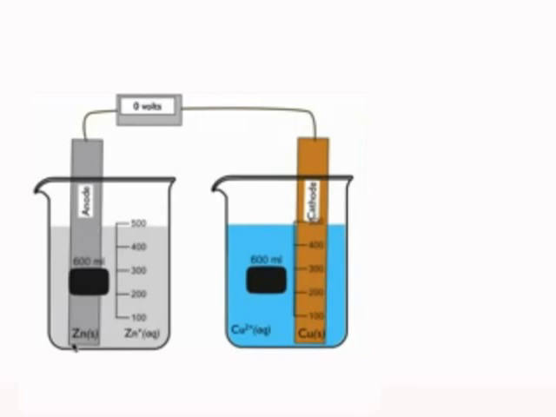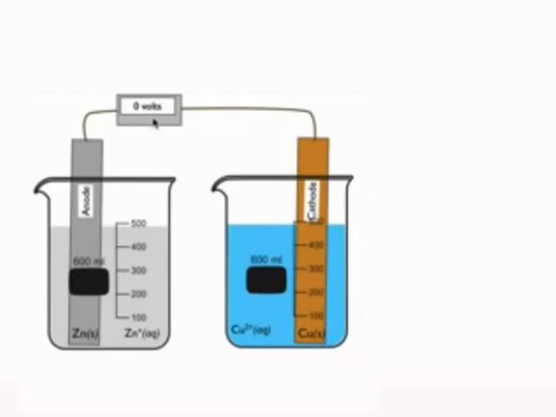The zinc rod is dipped into a solution containing zinc ions, for example zinc sulfate, and copper will be dipped into a solution of copper(II) sulfate. Those are two half cells and the electrodes are connected via a cable. A galvanometer is used to measure the potential difference in volts. Now, if I leave the setup like this, nothing will happen. Why? Because the circuit is incomplete. No reading actually appears on the galvanometer.